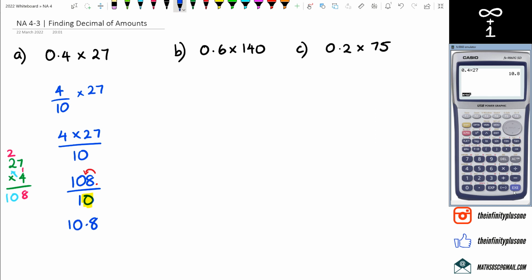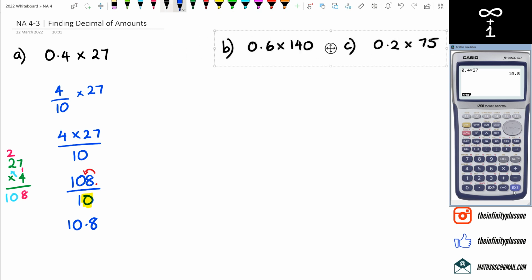Now, the other way you could do this is something like this. When you've got 27 times 0.4, what we're going to do is 27 times 4, which equals 108.